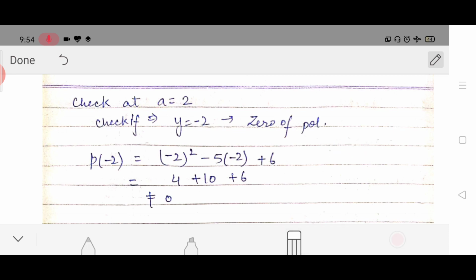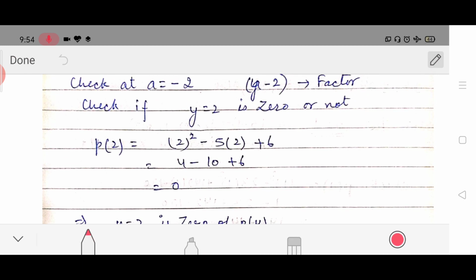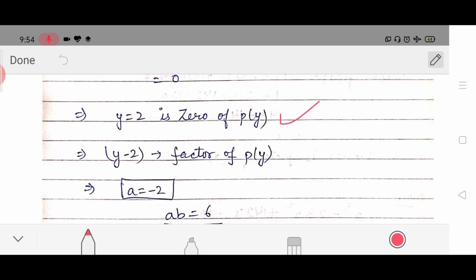Okay, now moving on to the next comparison. Here we put a equal to minus 2. If a is minus 2, then y minus 2 is a factor and y equal to 2 is a zero. That means you have to check the value of the polynomial at y equal to 2. After putting the value 2 in the polynomial, you get the result 0. That means yes, a is equal to minus 2, because the answer comes out to be 0. So y minus 2 is a factor and the value of a is minus 2.